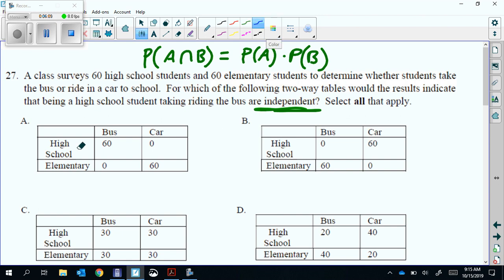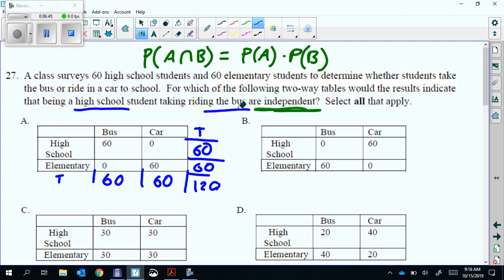I think it's useful to get our totals for each of these also. So make this table a little bit bigger. There's 60 there, 60 this way, and 120 total, everything. Now, the two things that we are comparing, you can do that for all four of these charts, but the two things that we are comparing is high school student and riding the bus.